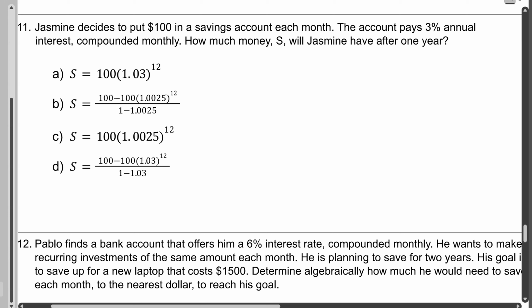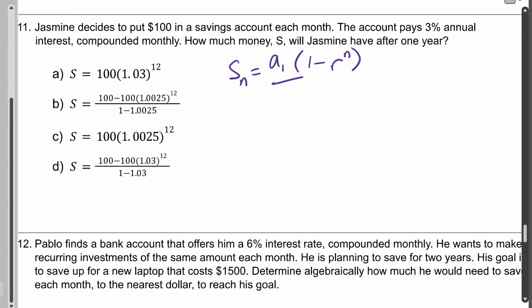For number 11 here, Jasmine decides to put $100 in a savings account each month, and the account pays a 3% annual interest rate compounded monthly. How much money, S, would Jasmine have after 1 year? Well, that's going to be 12 months of depositing that $100. So it should take the form of this right here, right? Given that it's a finite geometric series.